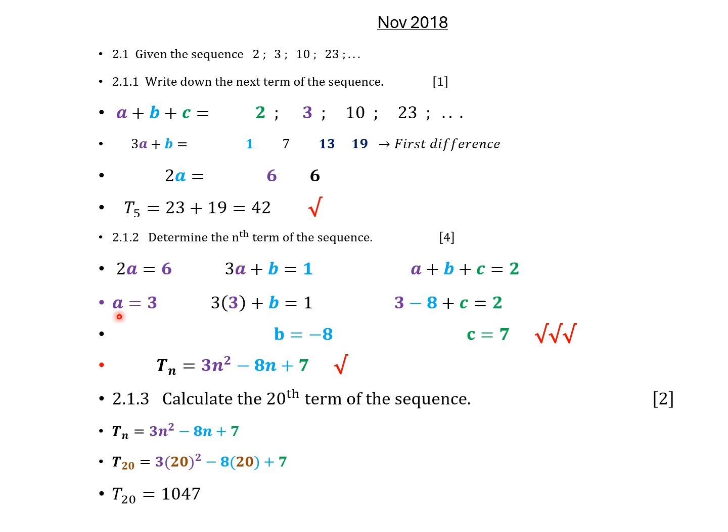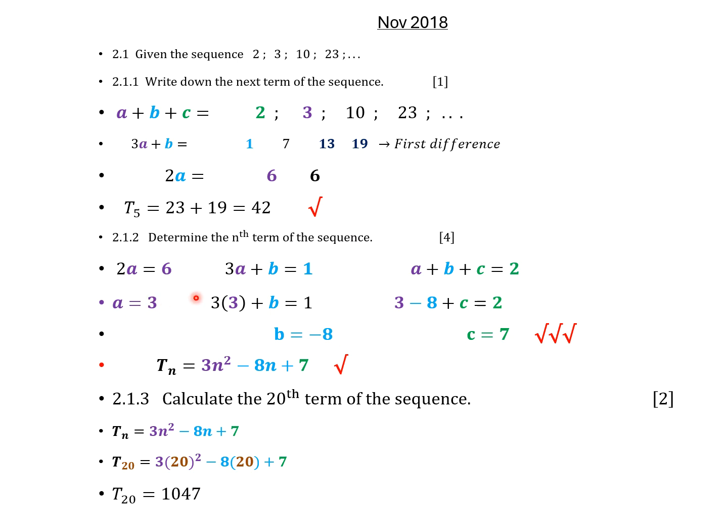6 divided by 2 gives me a equals 3. So in the place of a, I'm going to substitute 3 there. 3 times 3 gives me 9. If I take that over, 1 minus 9 would then give me negative 8. So now I have a and b as 3 and negative 8. So I substitute that in. c equals 2. So 3 minus 8 gives me negative 5. If I take it over, it becomes positive 5. 2 plus 5, therefore c equals 7.